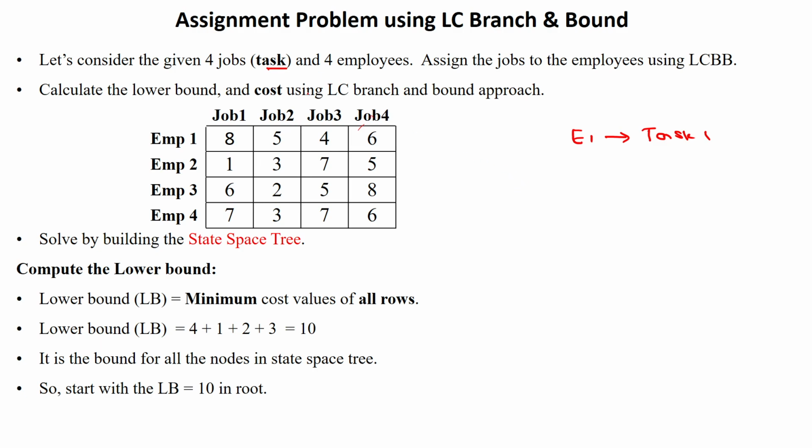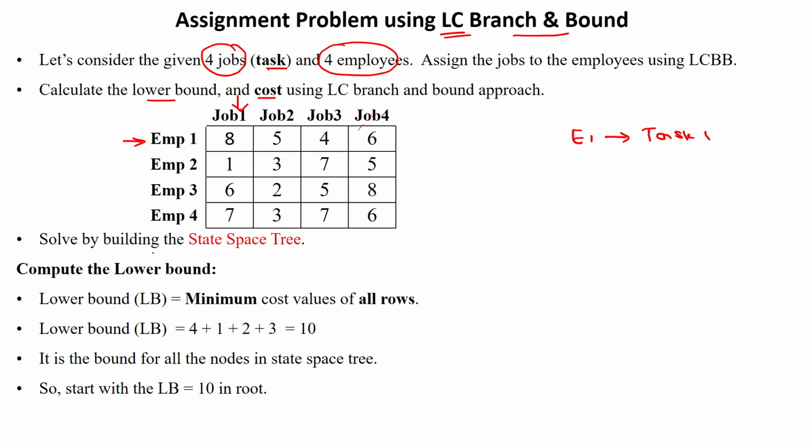So here when you are assigning the cost, we may use a branch and bound technique using the least cost based method. The least cost based method uses a lower bound and cost to check each and every node to explore further to reach the goal state by minimizing the cost. Here the problem statement is given with four tasks and four employees. The employees are given in each row, and jobs are given in columns.